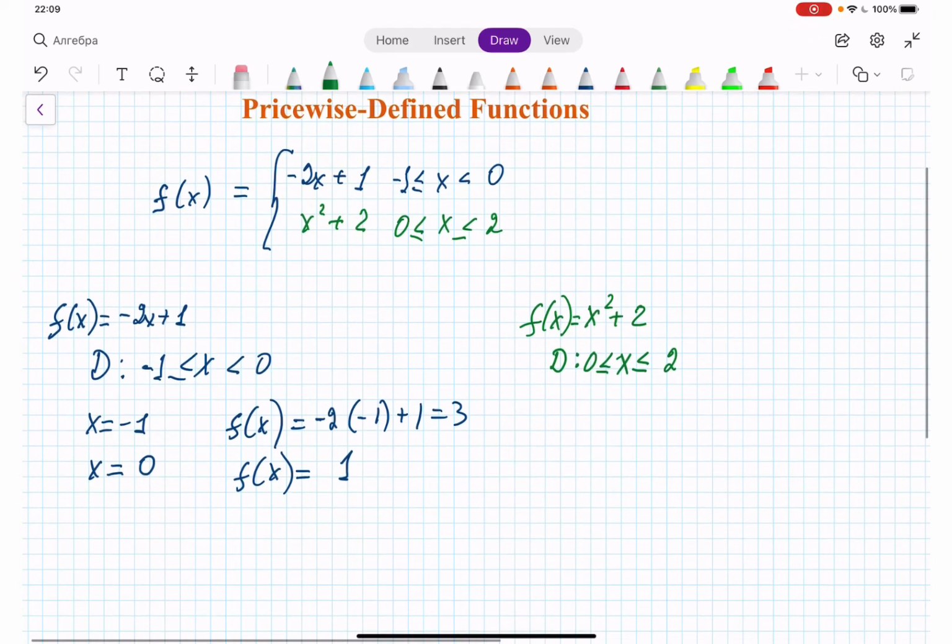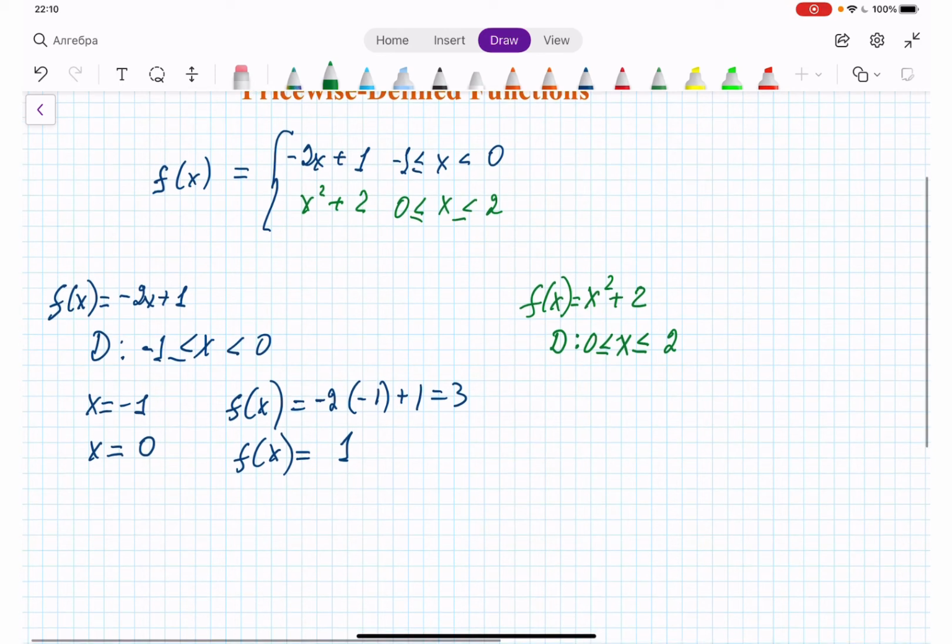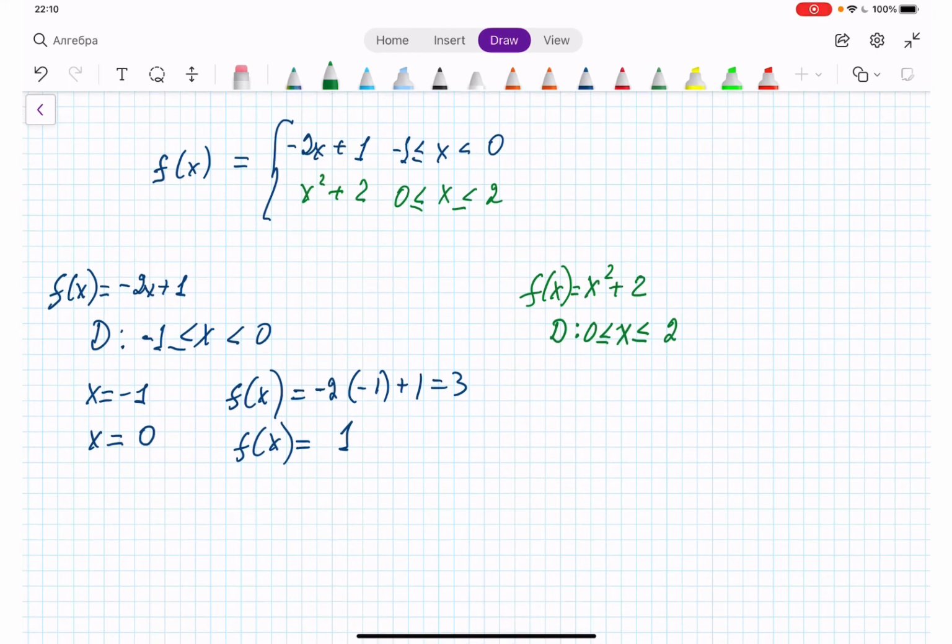So let's check the 0 and 2. Okay? So when x is equal to 0, my f of x is going to be equal to 2, right? When x is equal to 2, my f of x is equal to what? 2 squared plus 2, and it's equal to 6.